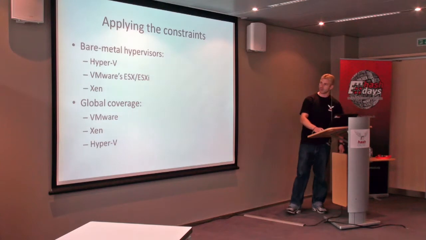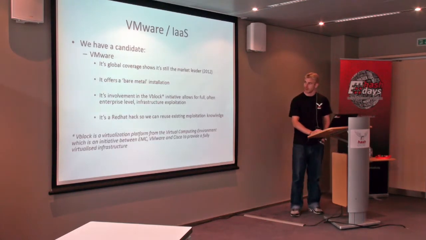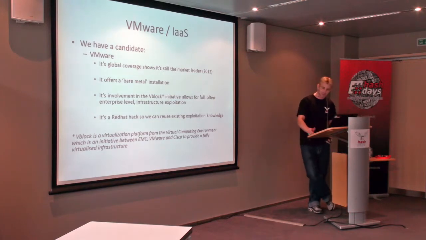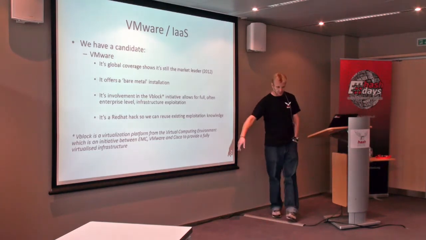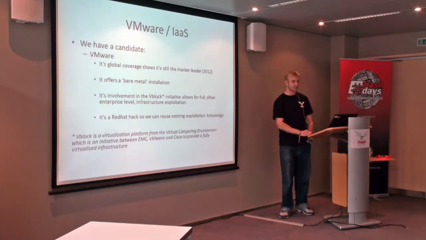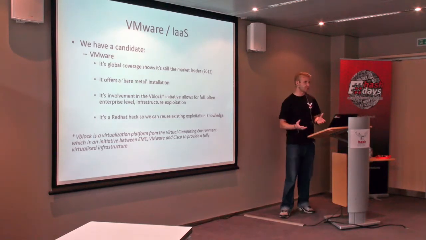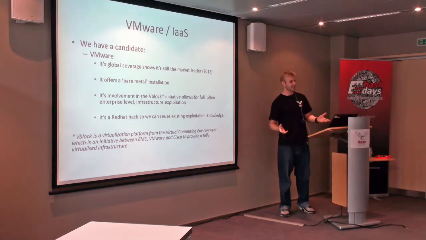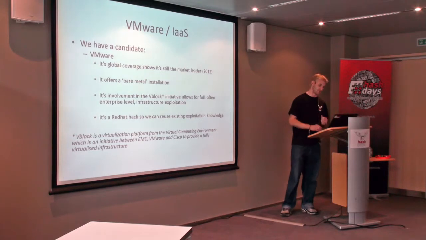So in the end, once I apply the constraints, VMware comes out on top as the vendor that I want to attack. It offers bare metal and non-bare metal installations. And what's really nice is the VBlock project. The VBlock initiative is a collaboration between EMC, VMware, which EMC owns, and Cisco to come together and provide virtual switches, virtual gateways, the whole kit and caboodle. So for me, this is just music to my ears. I'm like, hey, thank you very much. Now everything's getting virtualized, and this is making my job much easier.